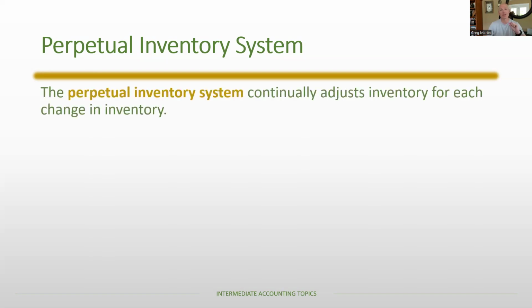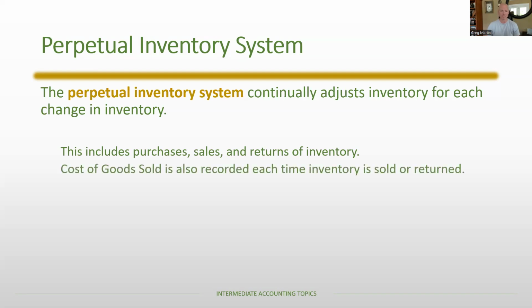The key here is that with every single transaction that involves inventory, you're going to be touching that inventory account. So we continuously adjust the inventory account. You're going to see a lot of entries to inventory when you have the perpetual inventory system. Whenever you purchase inventory, if you sell inventory, if there's a return, in other words, you acquire it and then you return it, all of those things are going to touch that inventory account.